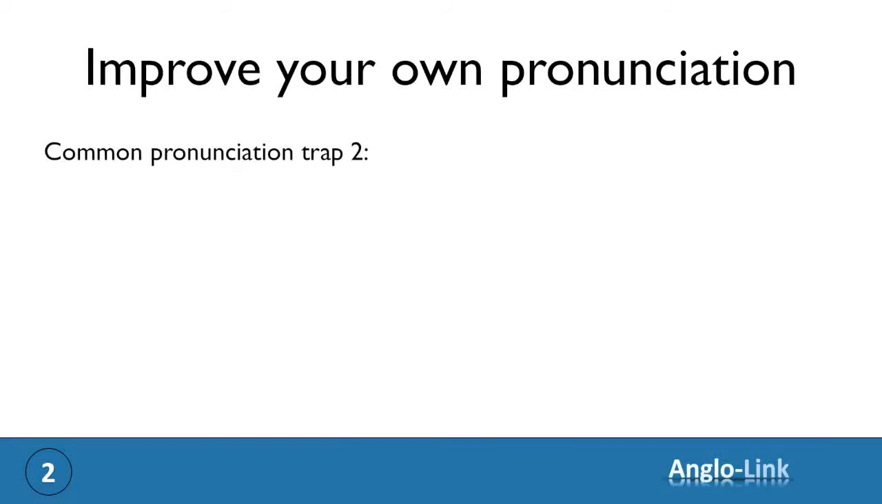Okay, let's look at the second common pronunciation trap, which is word stress. In many languages, the strength of your voice is spread equally among the syllables in a word. In English, however, if you have more than one syllable in your word, you have to decide which syllable or syllables take the stress of your voice and which ones are de-stressed. Let's look at an example.